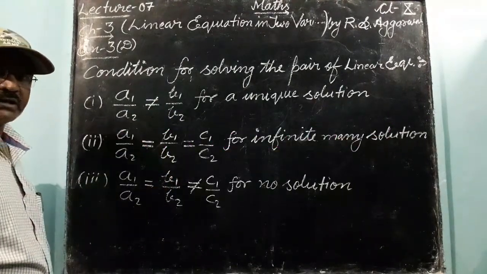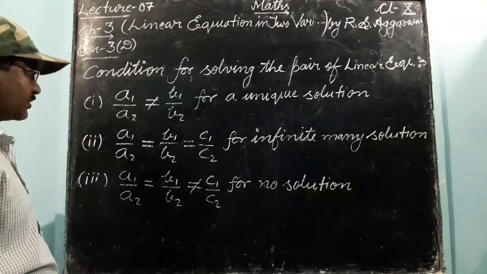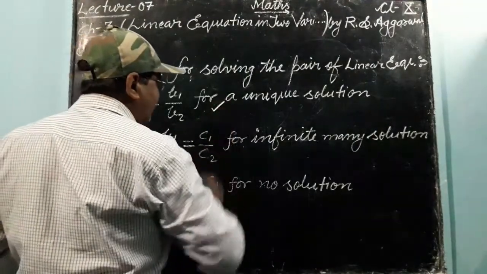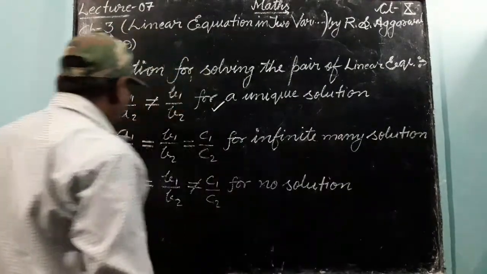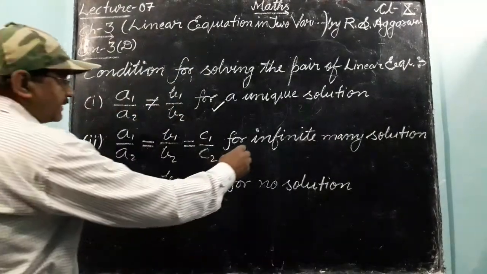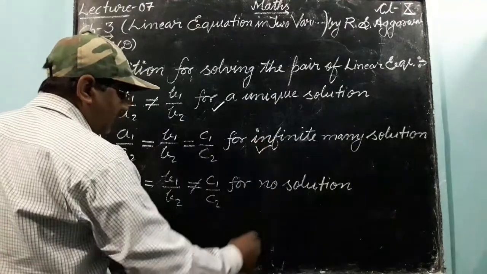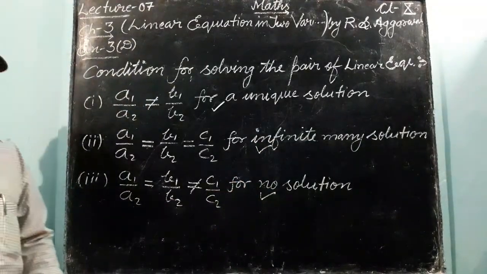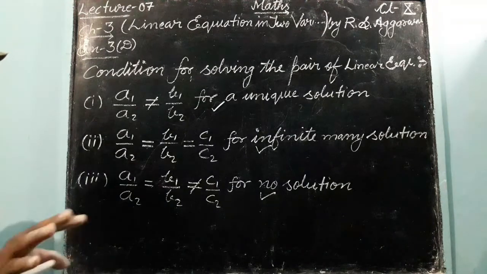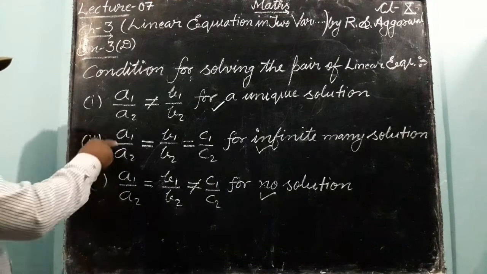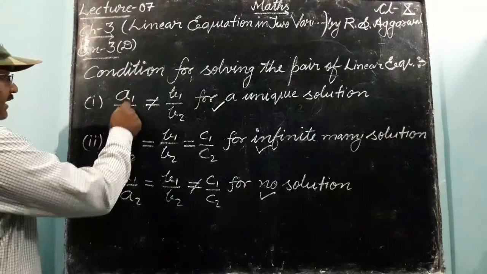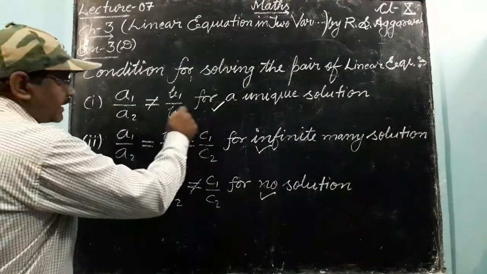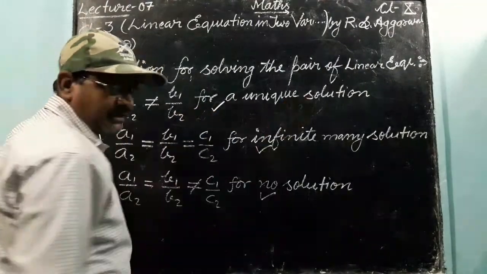On that basis you will solve the questions. On the previous day I explained the unique solution. Today I will explain infinitely many solutions and no solution, and on that basis I will explain the sums. First, you know the condition a1 upon a2 is not equal to b1 upon b2. That is the condition for a unique solution.